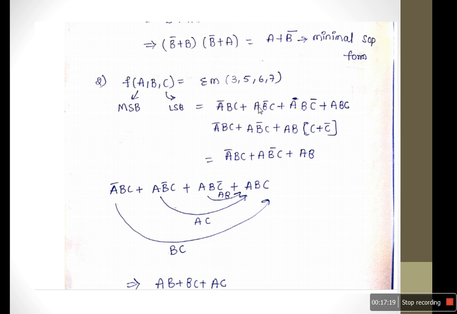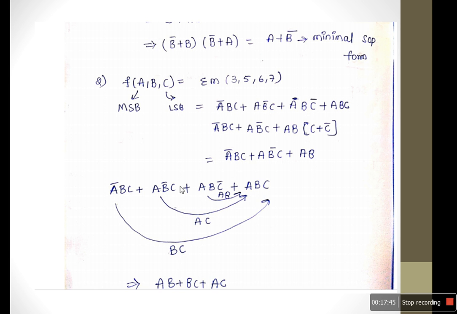And 5 is 1, 0, 1, that's why A, B bar, C, and 6 is 1, 1, 0, that's why A, B, C bar, and 7 is 1, 1, 1. So this is the expression. So I want to calculate the final expression. In this expression, first I am having A bar BC, and in the last I am having ABC.